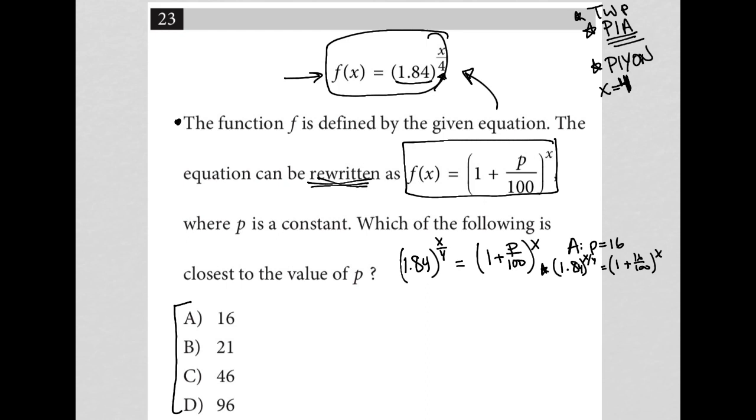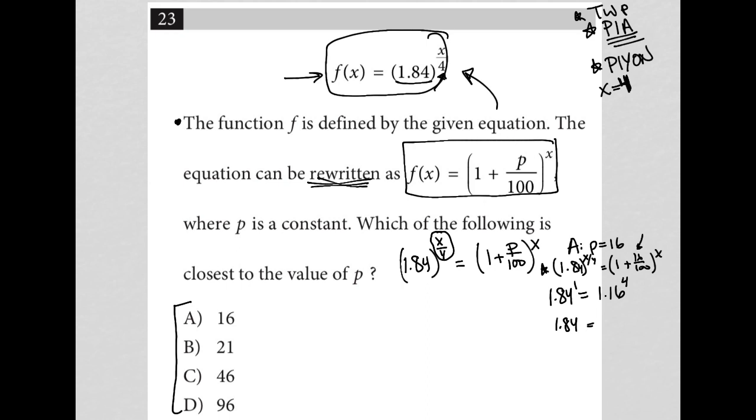So when x is 4, I'd have 1.84 to the first power because, again, when x is 4, 4 over 4 is 1. And we're saying that should be equal to, what's 16 over 100? 16 divided by 100 is 0.16. So 1 plus 0.16 is 1.16. Then I have 1.16 to the 4th power because x is 4. And this is what I want to test out. Is it true that 1.84 to the first power, which is just 1.84, is equal to 1.16 to the 4th power? Let me go to my calculator and check that out.